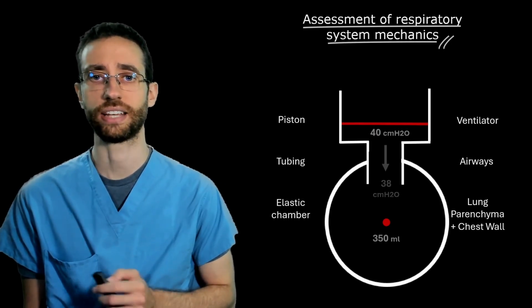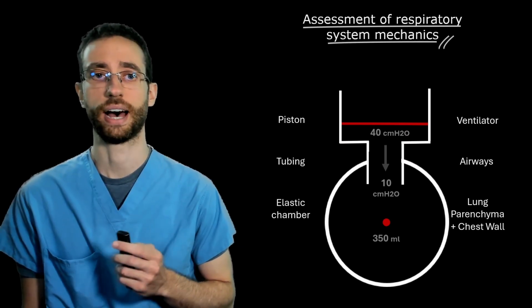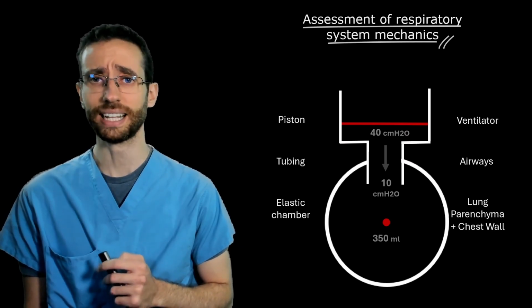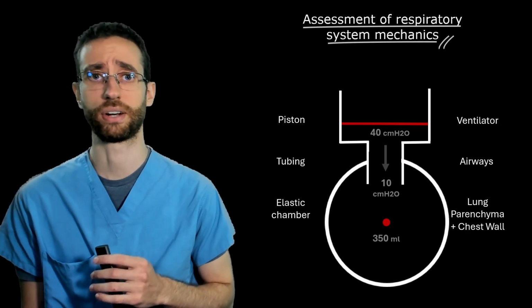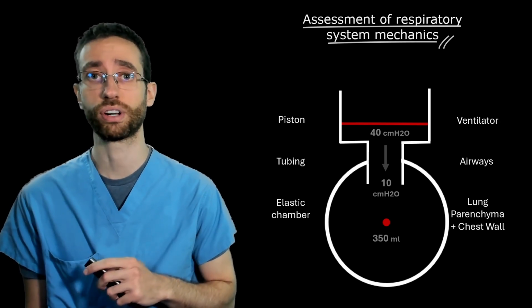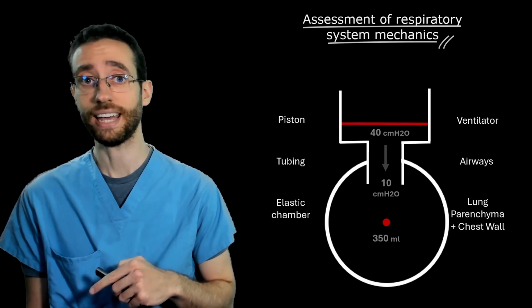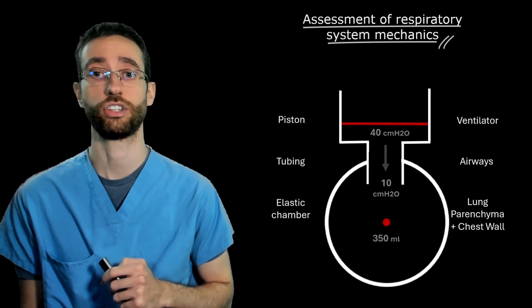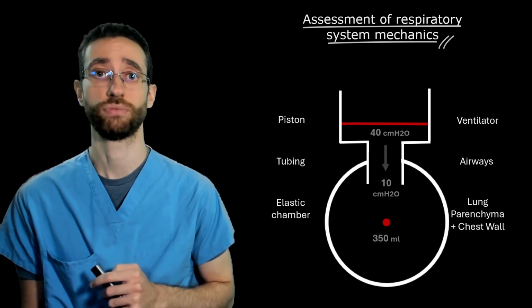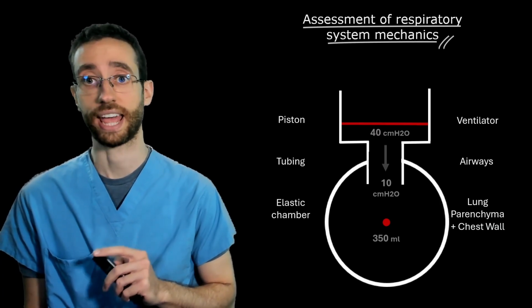Say, in another case, the pressure measured at the opening of the elastic chamber was 10 centimeters of water. This means that out of 40 centimeters of water generated by the ventilator, 30 were used to overcome the resistive load of the airways, and only 10 were needed to distend the lung and chest wall, which probably have normal compliance. This indicates that the problem was with the airways.